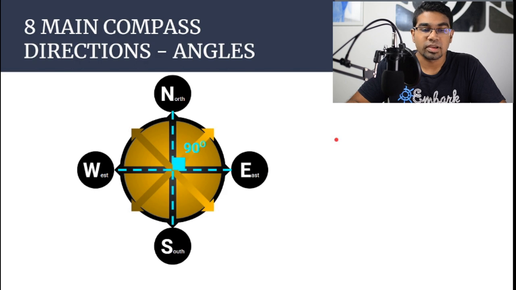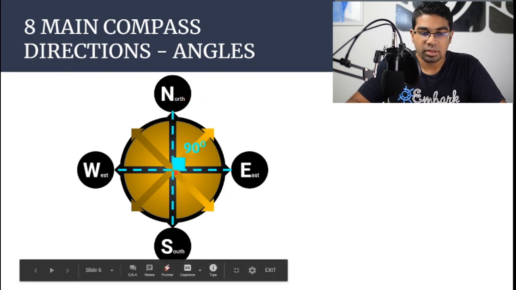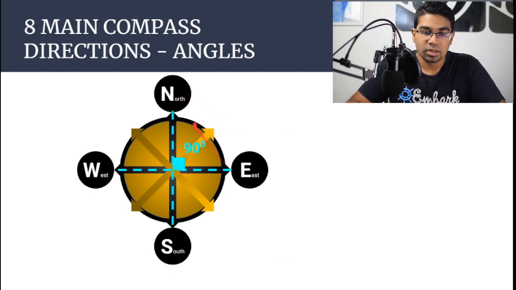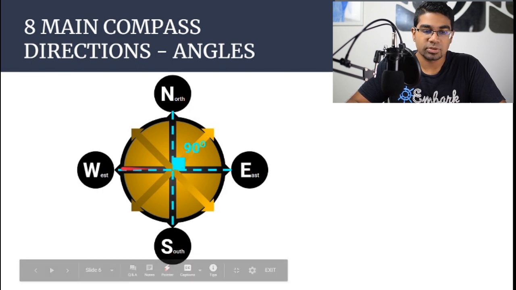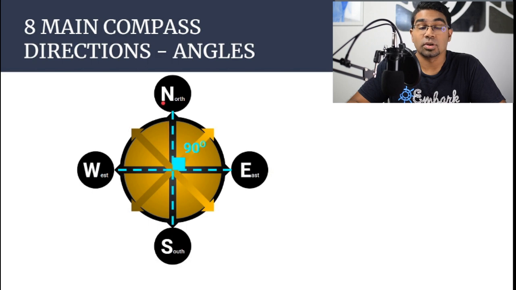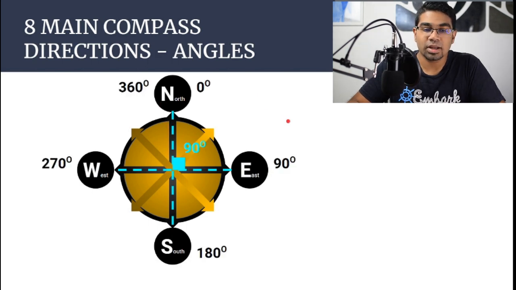The angles between the directions: the 4 main directions are at 90 degrees to each other. North is 90 degrees to east, east is 90 degrees to south, south 90 degrees to west, and west 90 degrees to north. So the angles start from the north. North is 0 degrees. And then we go clockwise.